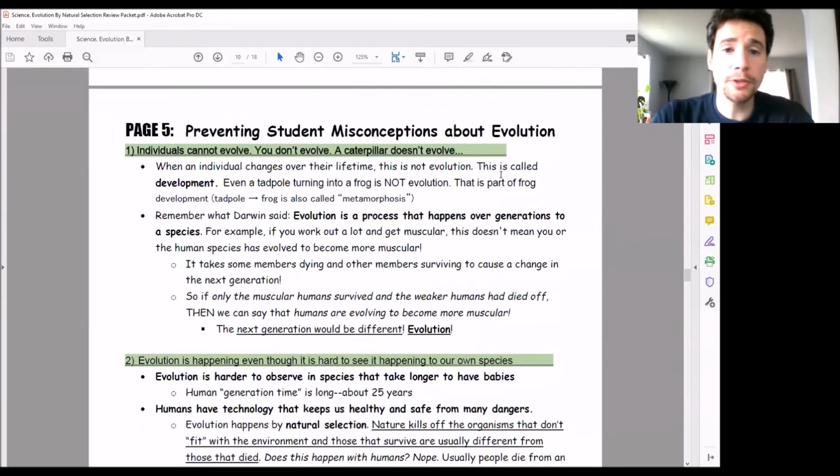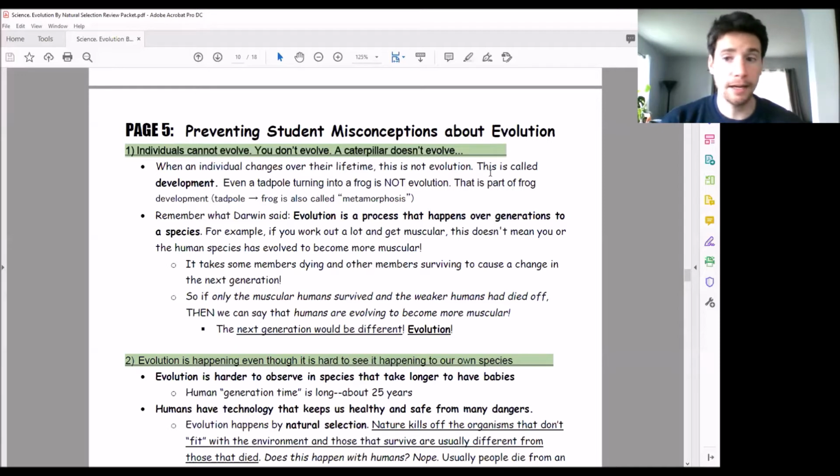Page 5 is about preventing some student misconceptions about evolution, right? That means stopping students from getting the wrong idea. The first thing is that individuals cannot evolve. You can't evolve, I can't evolve, individuals don't evolve. Remember, this is a process that happens to a whole population. We have lots of different organisms and some survive and pass on their genes, and those that don't survive die. And so the next generation is just going to look like the individuals that were successful and survived.